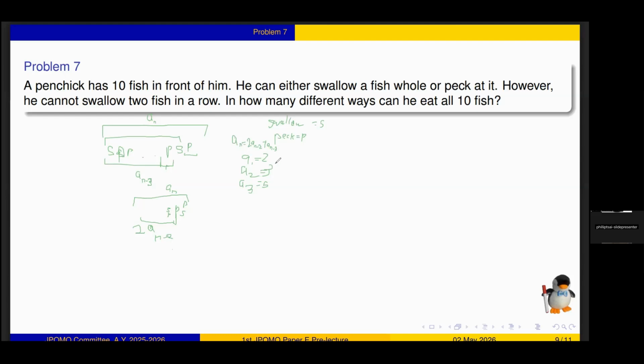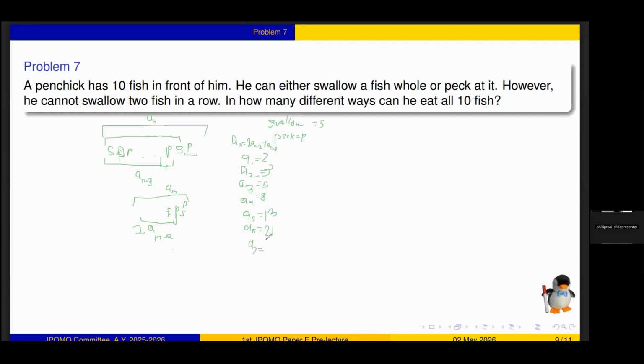Yeah, you're right, Jero, you're right. a sub 4 is equal to 2 times a sub 2, which is 6, plus a sub 1, which means a sub 4 is equal to 8. And similarly, a sub 5 is equal to 2 times a sub 3, which is 10, plus a sub 2, which is 13. a sub 6 is equal to 21. This is the Fibonacci sequence, but it's just a slightly different form of it.